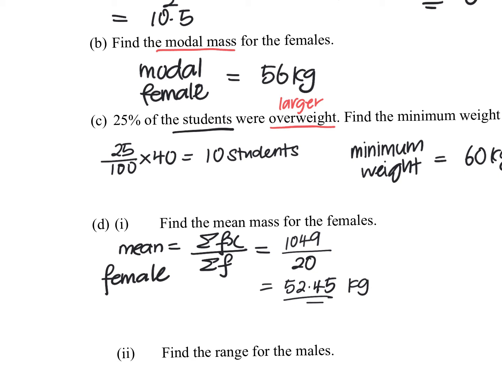For students who are in Sec 4, you know how to use the calculator to calculate your statistics. You can use the statistics mode to calculate the mean. Just key in the data part by part and the frequency. If not, for students in lower Sec, then you probably need to do the working. So this is the mean mass for the female.